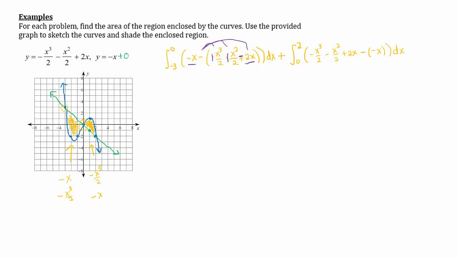The negative x and the negative 2x will come together to be negative 3x. This is still from negative 3 to 0. We are going to add x cubed over 2 because we changed the sign, and add x squared over 2 because we changed the sign. And then something similar happens on the second one here. This time I only have to change the sign for x. We'll have 2x plus x, which gives us 3x.